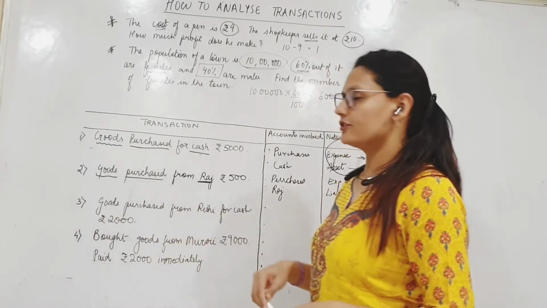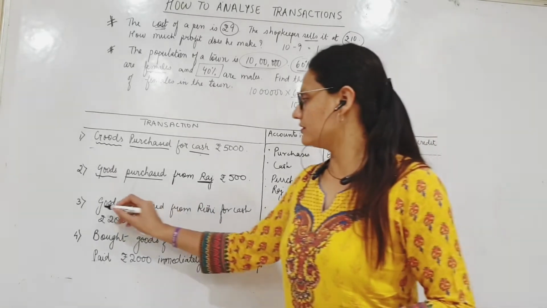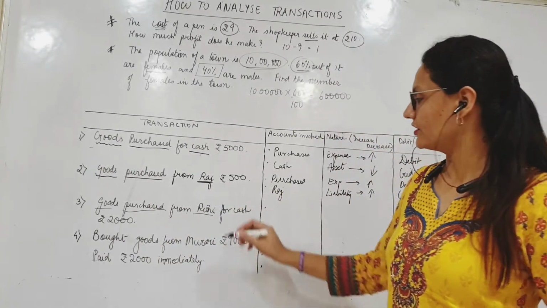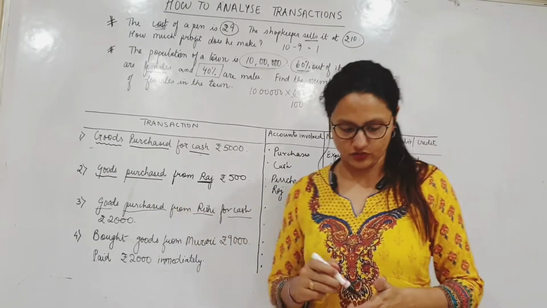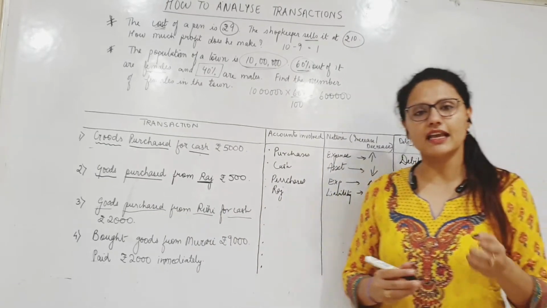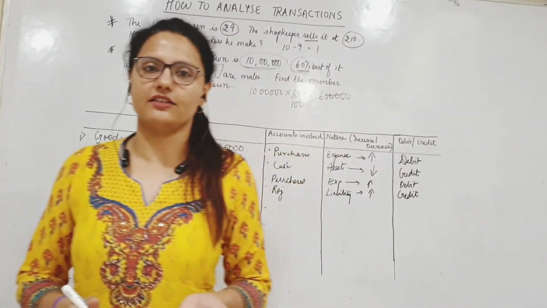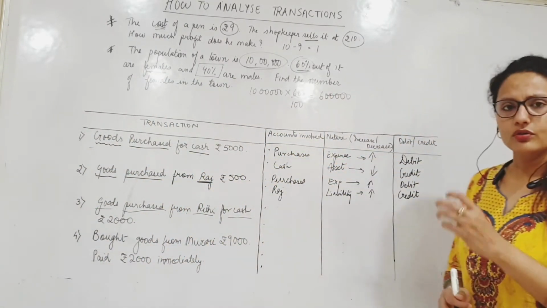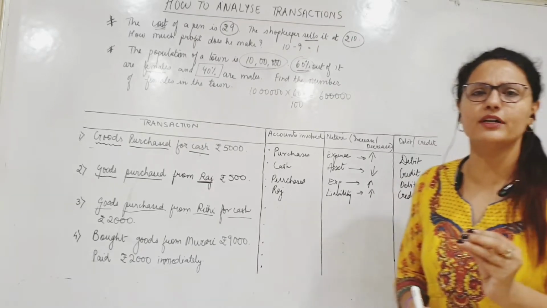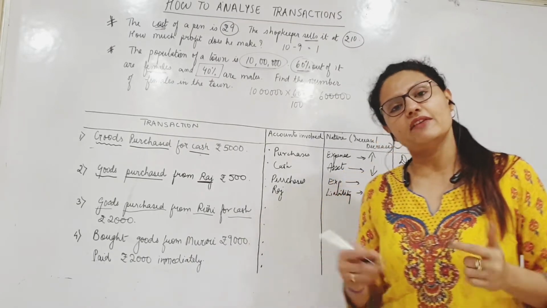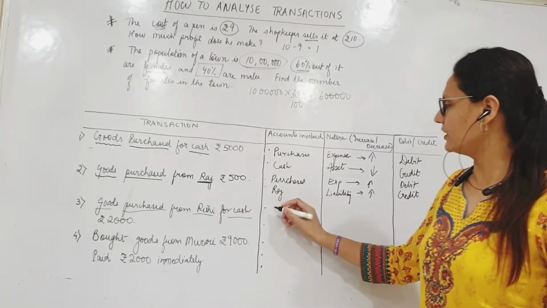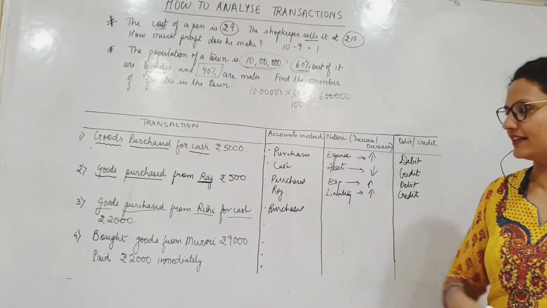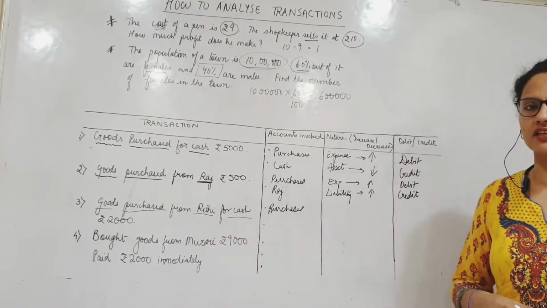Third one, goods purchased from Rishi for cash. अब ये cash भी आ गया, Rishi भी आ गया, 2000 की goods खरीदी. अब ये cash transaction है या credit transaction? ये बहुत important है समझना. So goods are purchased. इतना तो पक्का है कि purchase account involved होगा, है कि नहीं? Whenever I purchase goods, purchase account will be there. So एक जो short है उसको लिख लेते हैं purchases. उसके बाद आते हैं ऋषि का अकाउंट है या कैश अकाउंट है.